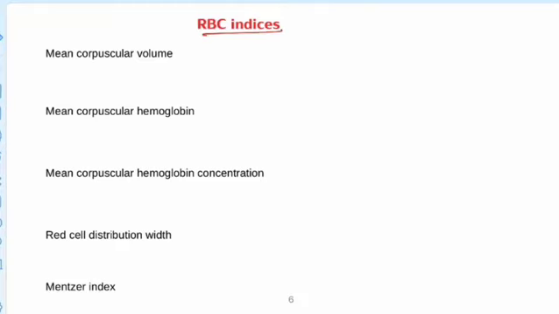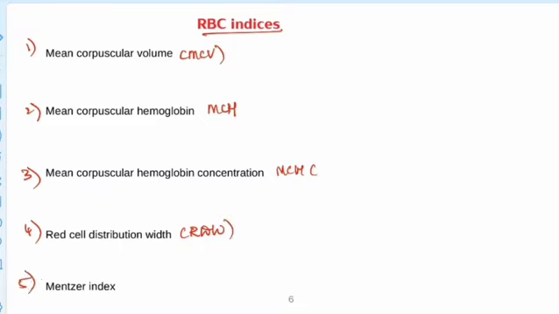RBC indices. There are 5 types of RBC indices: MCV, mean corpuscular volume; MCH, mean corpuscular hemoglobin; mean corpuscular hemoglobin concentration, MCHC; red cell distribution width, RDW; and Mentzer's index. Mean corpuscular volume is the average volume of an RBC or average size of an RBC.